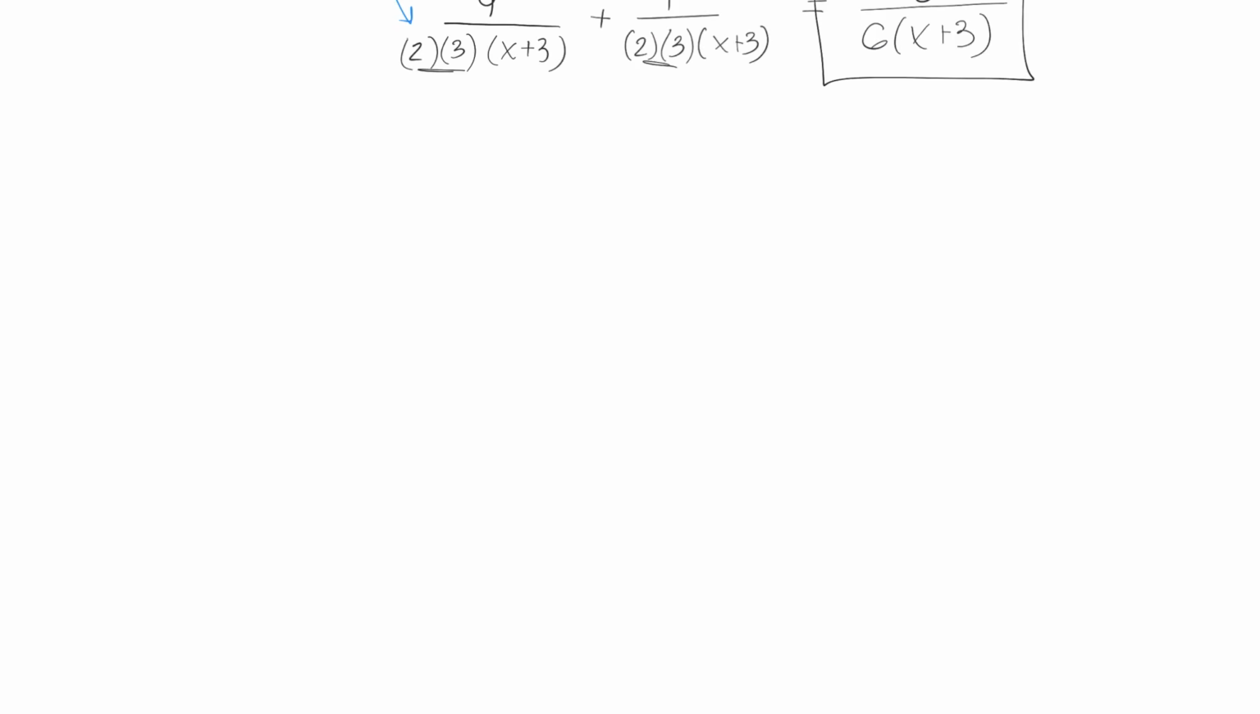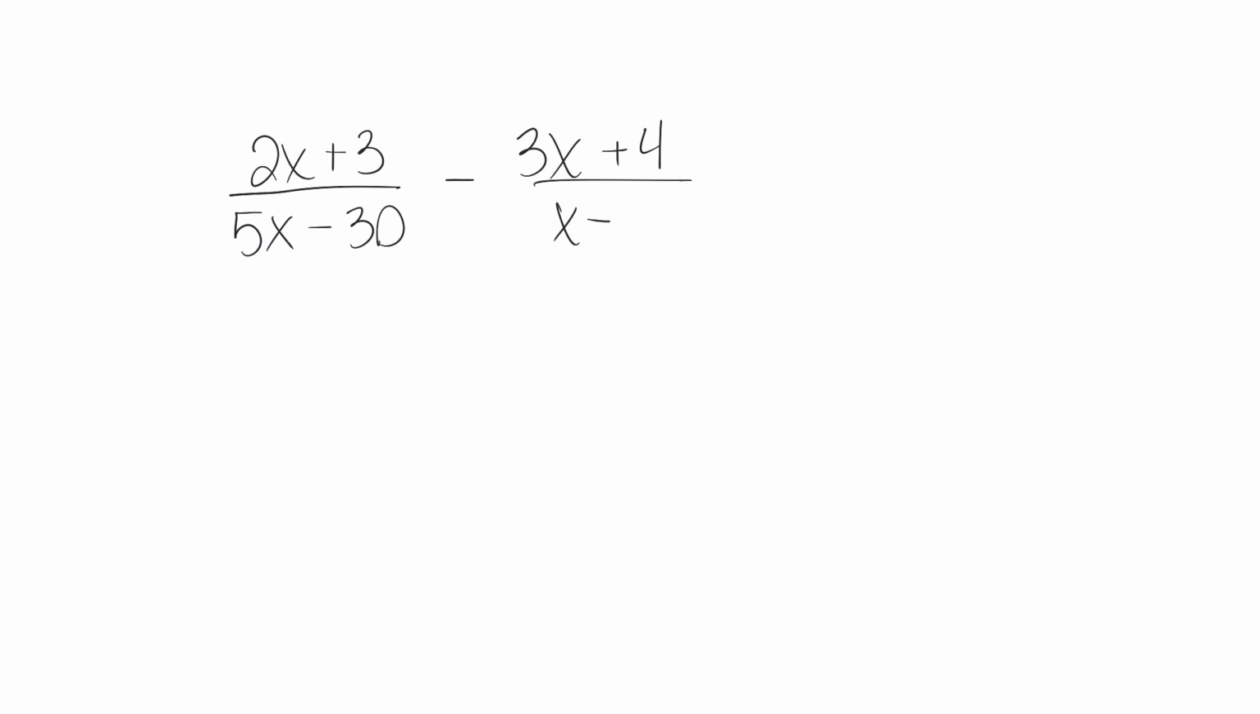Okay, let's try another one. Let's try 2x plus 3 over 5x minus 30, minus 3x plus 4 over x minus 6. Ooh, this one's already looking a little complicated. Okay, again, binomials. 1 term, 2 term, binomial. Factor. X minus 6 is kind of my goal here, right? I'm thinking I can make this happen.